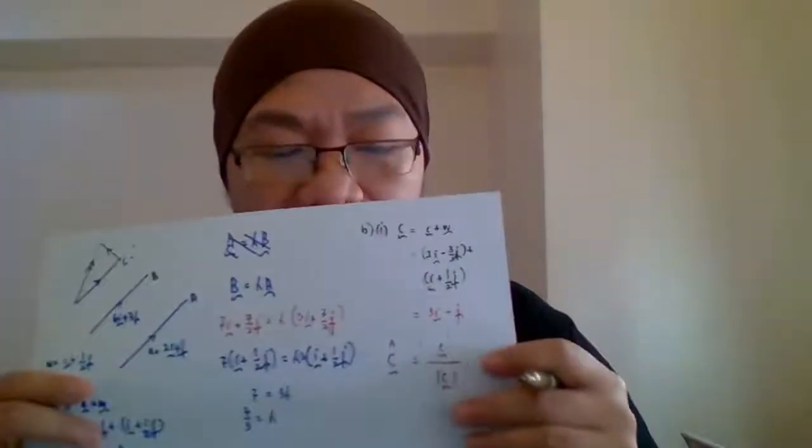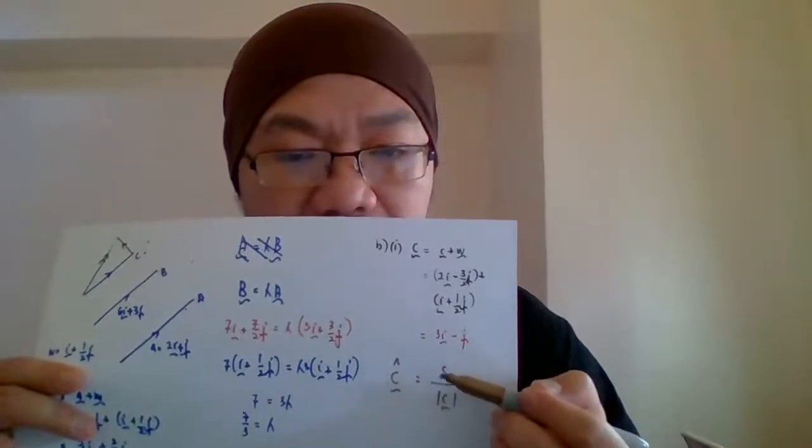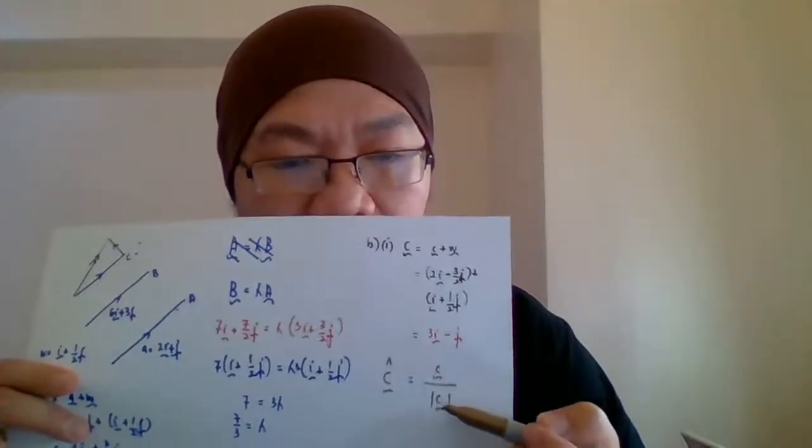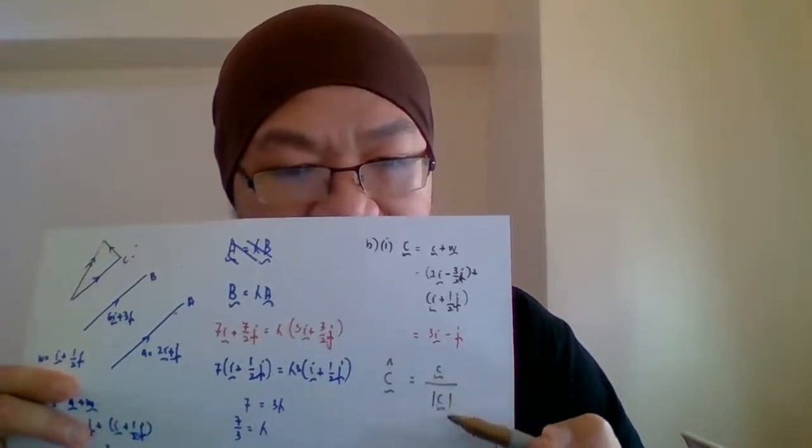Now the second question is to find the unit vector. How do we find the unit vector? If you still remember, the formula is the vector itself over the magnitude of the vector. So the unit vector in the direction of boat C, that means the resultant of C, equals the resultant C vector over the magnitude of resultant C.